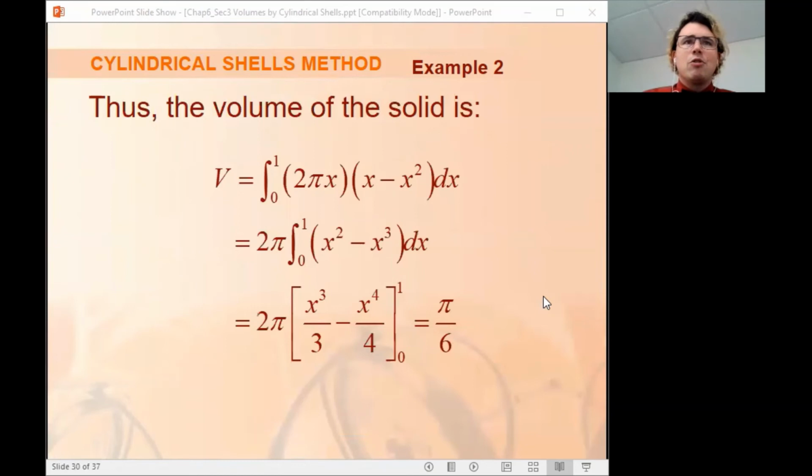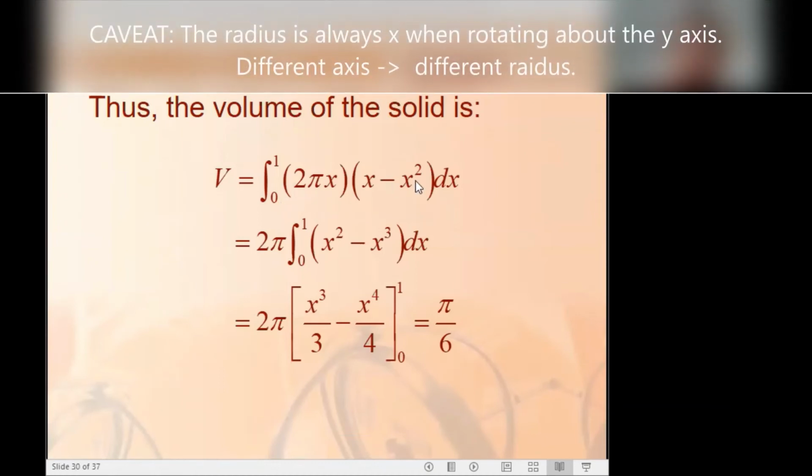So my volume integral would look like this. Volume is equal to the integral from 0 to 1. And my integral formula says circumference times height times thickness. Circumference is always going to be 2 pi x. Thickness is always going to be dx. The height this time around is x minus x squared. The height is the only part of this formula that will be different depending on the function we're given.